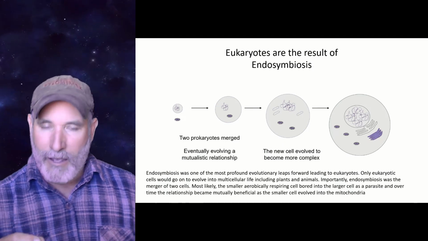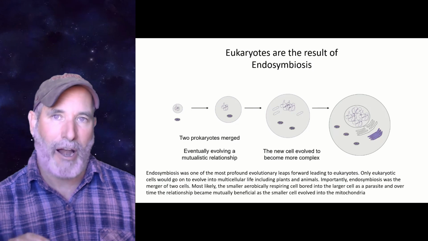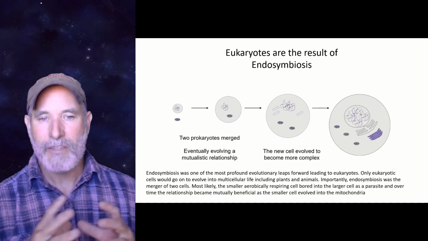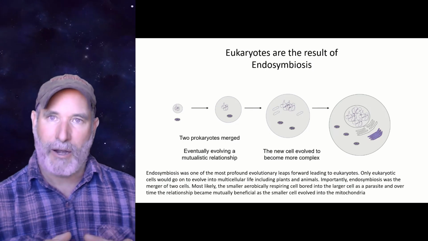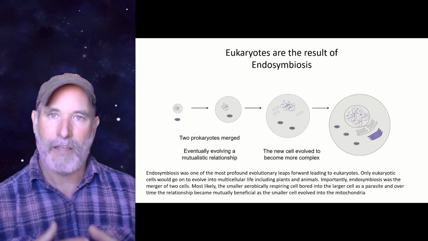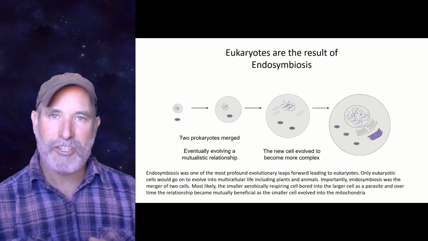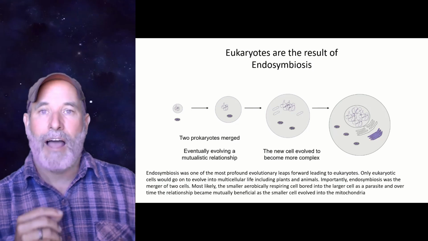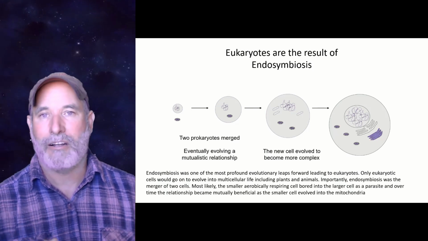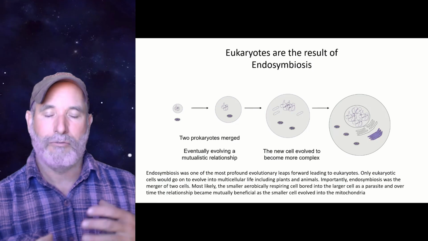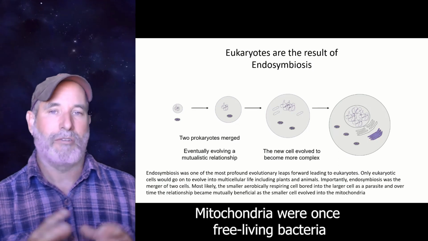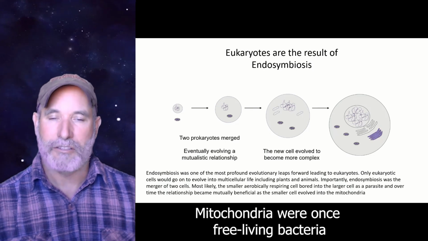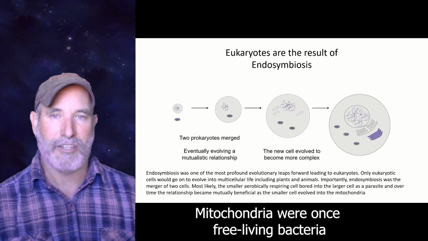What we think happened is that a small aerobically respiring bacteria bored its way into another archaean. And then it was an intracellular parasite, but those two cells were living together, and then over time, the relationship changed to be more mutualistic. And today, that little intracellular parasite is now our mitochondria, and it turned into a completely beneficial relationship. And from that first round of endosymbiosis led to the evolution of eukaryotic cells.